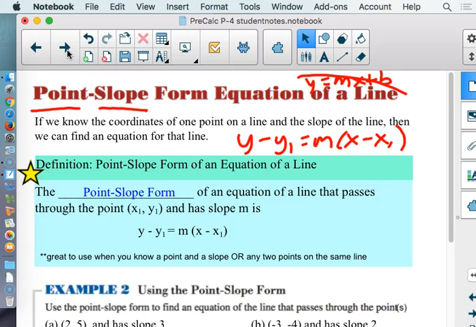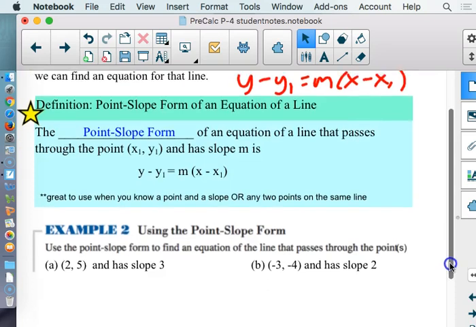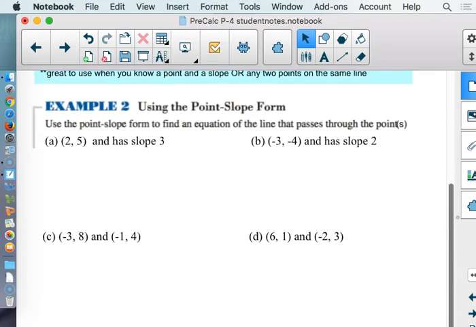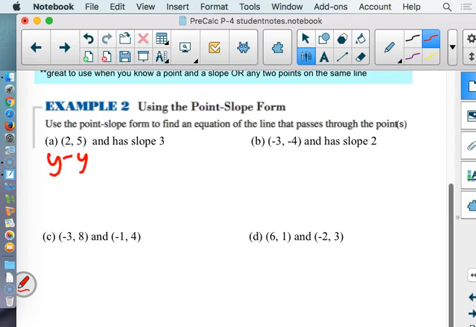So this is the form of an equation of a line that passes through the point x sub 1, y sub 1, and has a slope of m. Like it says, it's great to use when you have a point and a slope, or you have two points on the same line. So down here, it says, let's go ahead and use the point-slope formula and find an equation for a line that passes through the points that they have here. And I look at this and I say, well, there's a point and there's a slope. This is my go-to formula.